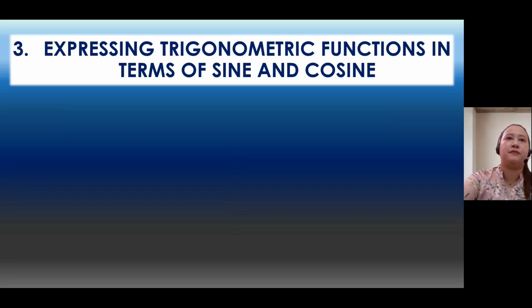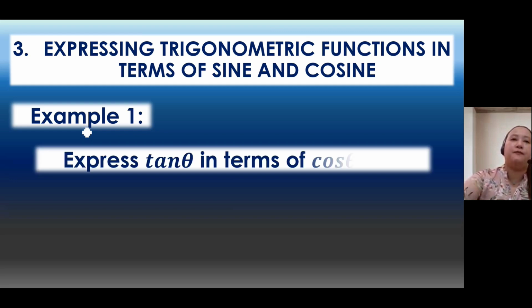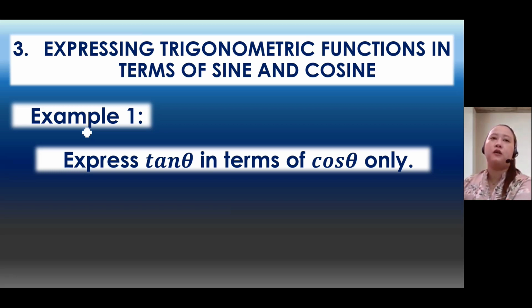Okay, next, expressing trigonometric functions in terms of sine and cosine. So for example, express tangent theta in terms of cosine theta only. In this example, if we would like to express tangent theta in terms of cosine theta only, this means that we need to think of an identity that we can use to substitute for the tangent theta.